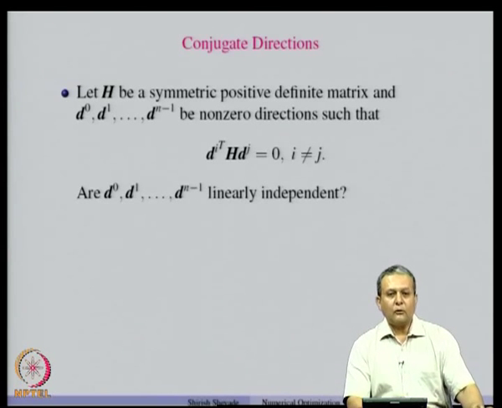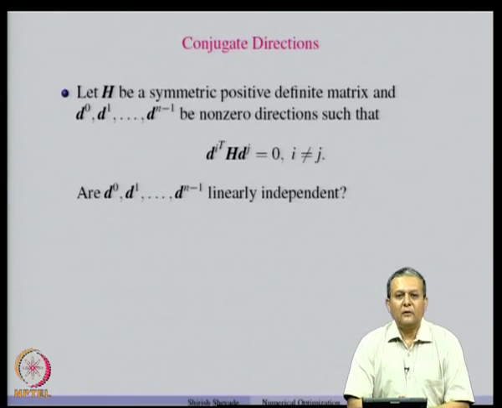Okay. Now, to show that they are linearly independent, what we have to do is that if we take a linear combination of these vectors and equate it to 0, then all the coefficients in that linear combination should also be 0. Or in other words, if we say sigma mu i d_i equal to 0 for i going from 0 to n minus 1, then if they are linearly independent, then mu i has to be 0.